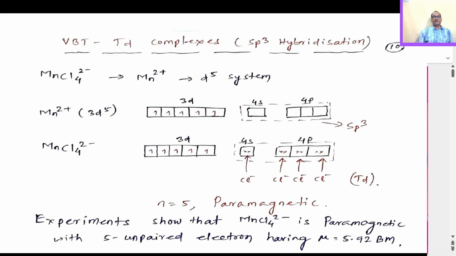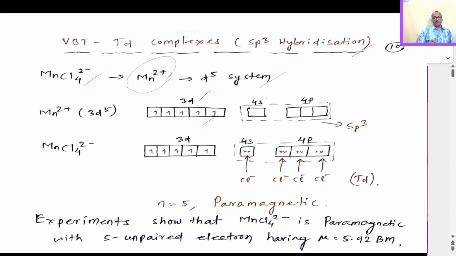So let's discuss the valence bond theory for tetrahedral complexes having sp3 hybridization. For example, [MnCl4]2-. Here the oxidation state of manganese is Mn2+ and it is a d5 metal ion. So d5 means 3d5; in 3d we have 5 electrons. These electrons are arranged according to Hund's rule. What Hund's rule says is that no pairing of electrons will take place until each 3d orbital is half filled.